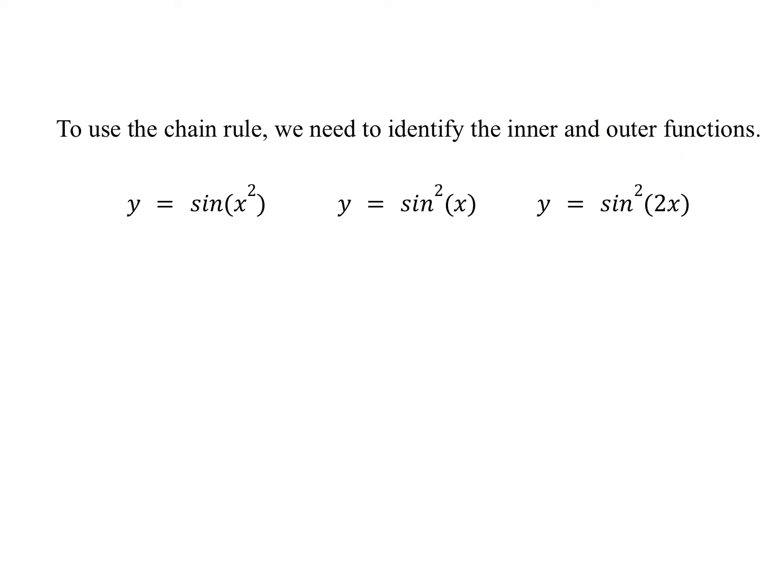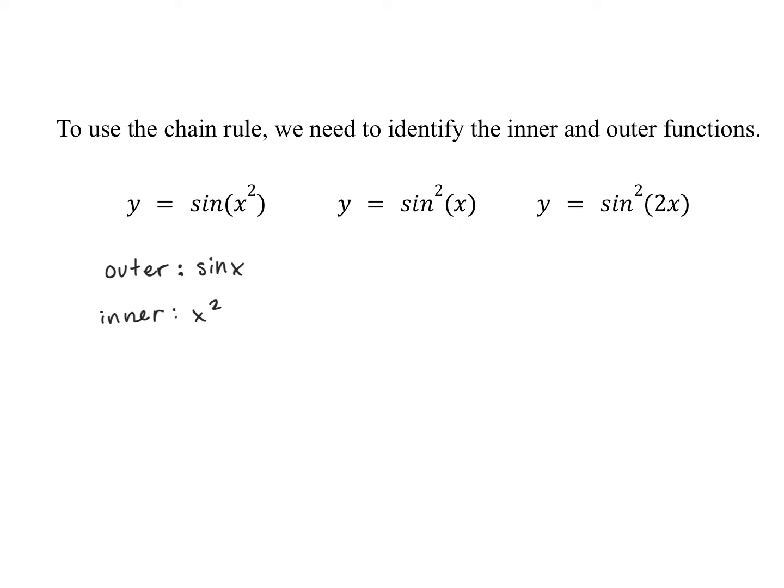So I just want to look at 3 examples really quick. So if we have y equals the sine of x squared, if I zoom as far out as I can, the thing that I see on the outer would be our trig function, our sine of x. So our outer function here is sine of x, and then within that, the inner function is that x squared.